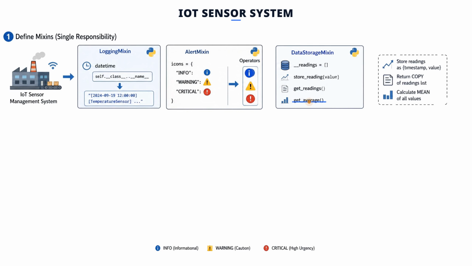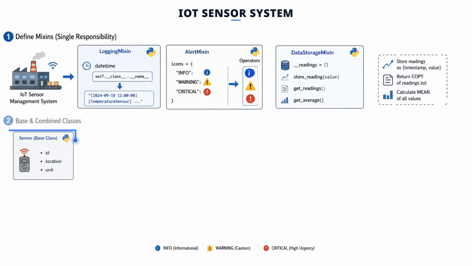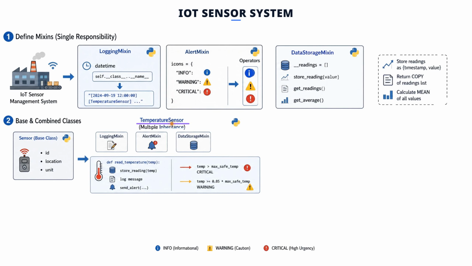Now, apart from these helpful mixins, we define our core sensor base class. This holds the essential identity of any sensor in the system, storing basic properties like its ID, location, and the unit it measures. Here is where the magic of composition happens. We combine all of these independent pieces using multiple inheritance to build a complete temperature sensor. Notice how it inherits from the logging mixin, the alert mixin, the data storage mixin, and finally the base sensor class. When the read temperature method is called, it seamlessly uses all those inherited abilities.